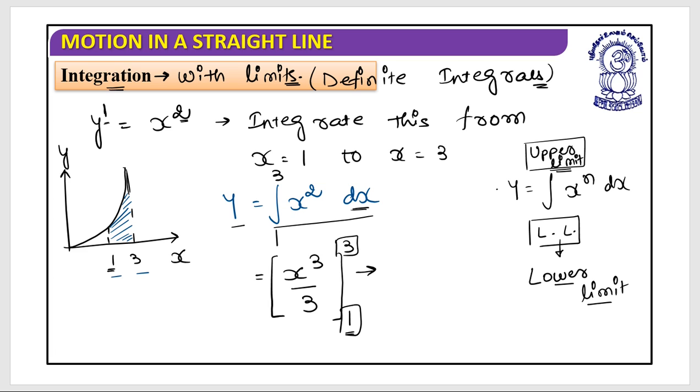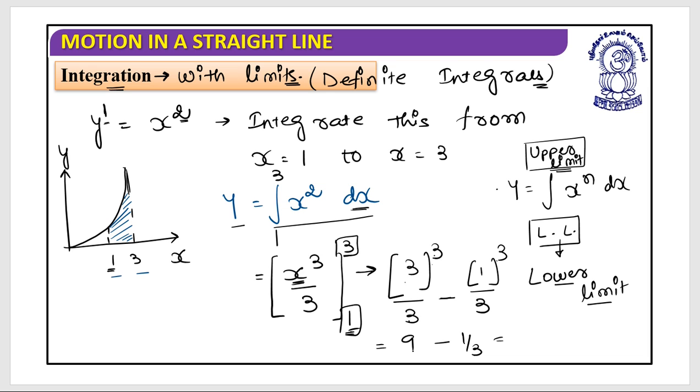So it is 3 cube by 3, minus, where I have replaced x with 3, the upper limit, now put the lower limit in place of x, 1 to the power 3 divided by 3. So this is 3 cube by 3, which is 3 square, which is 9, minus 1 cube, which is 1, divided by 3.